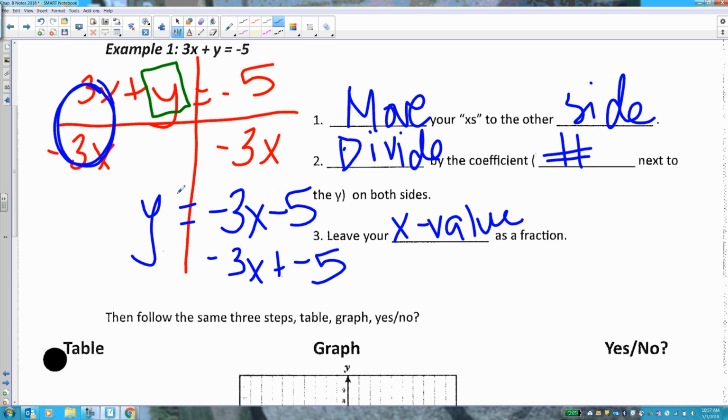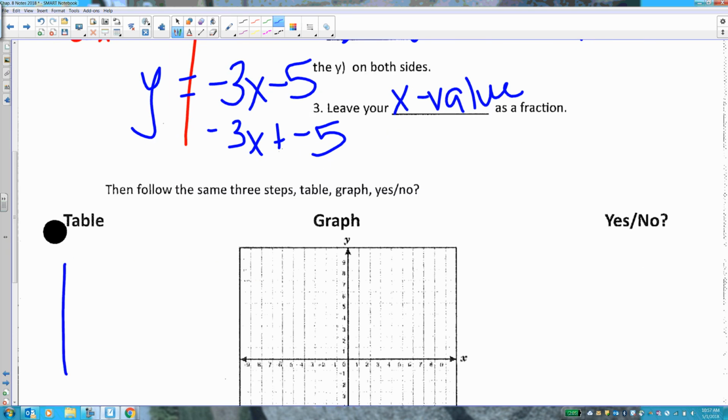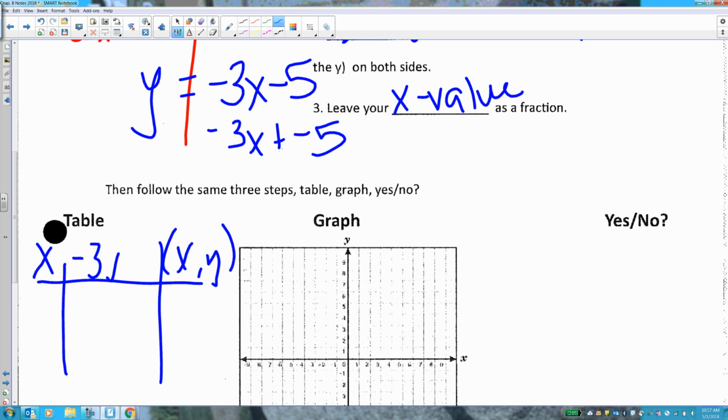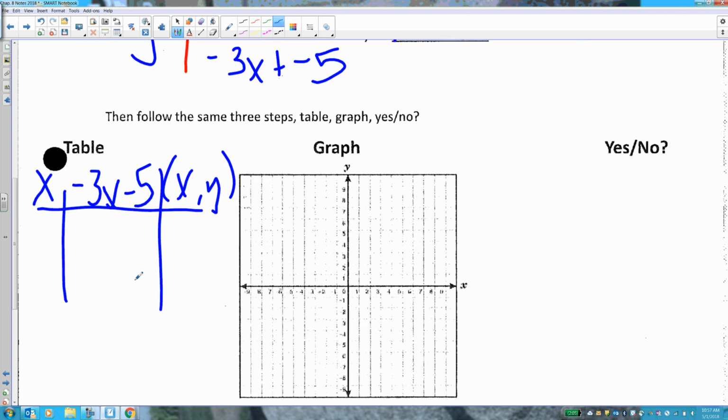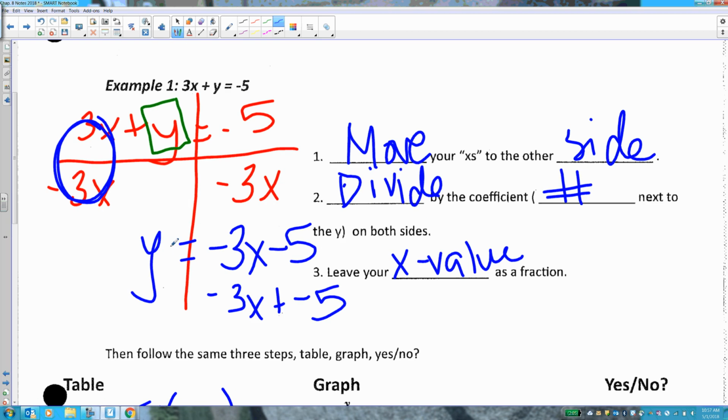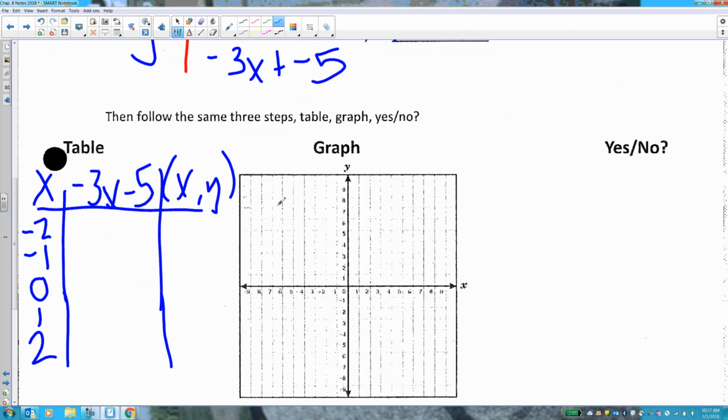And now that you have it like this, now you can do your table. So your xy table. Then you have negative 3x minus 5. And you can choose your numbers and graph and all that fun stuff. So now you can do your negative 2, your negative 1, 0, 1, 2. And we're not going to spend as much time on that because you just did that. But the main point here is, can you write these where y equals? So don't worry about doing this part quite yet. We'll do that tomorrow. But flip to the back and let's do one more like this.